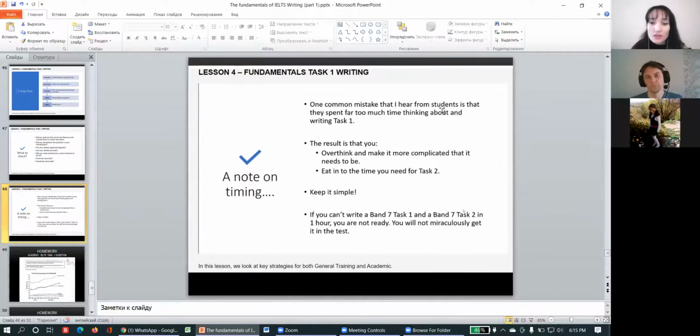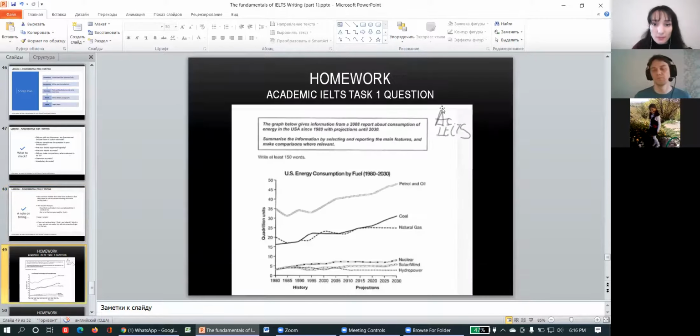Think simple. If you can't write a band 7 task during the practice tests, during the lessons, you're not going to miraculously get band 7 during the real test. If you don't do that before the test, you are not ready. So it's not about the time management. It's about not being ready.